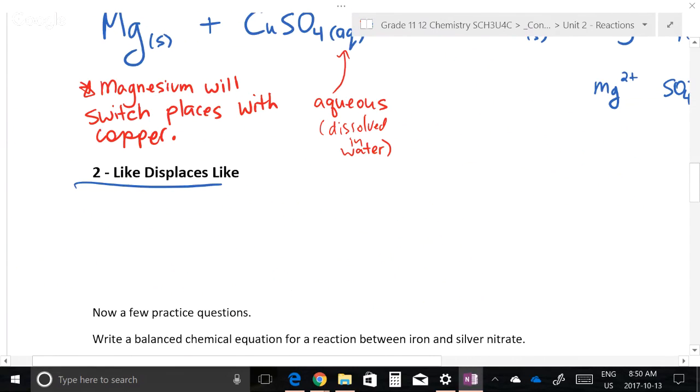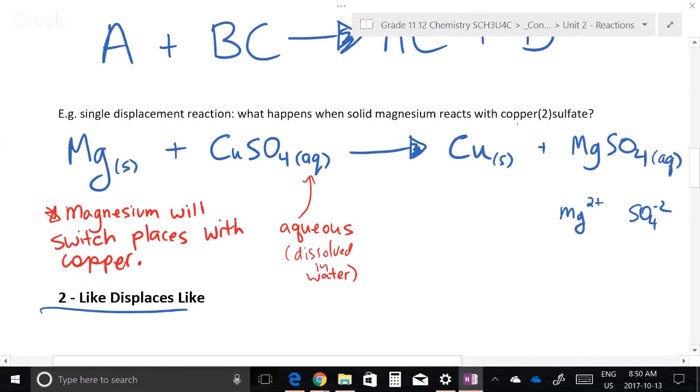Okay. Now, one thing to keep in mind is that like displaces like. What do I mean by that? Like displaces like. Well, what did magnesium displace here? Yeah, it displaced the cation. Could magnesium have displaced the sulfate, giving us SO4, sulfur tetraoxide, and magnesium copperide? Could that have happened? No, of course not, right?